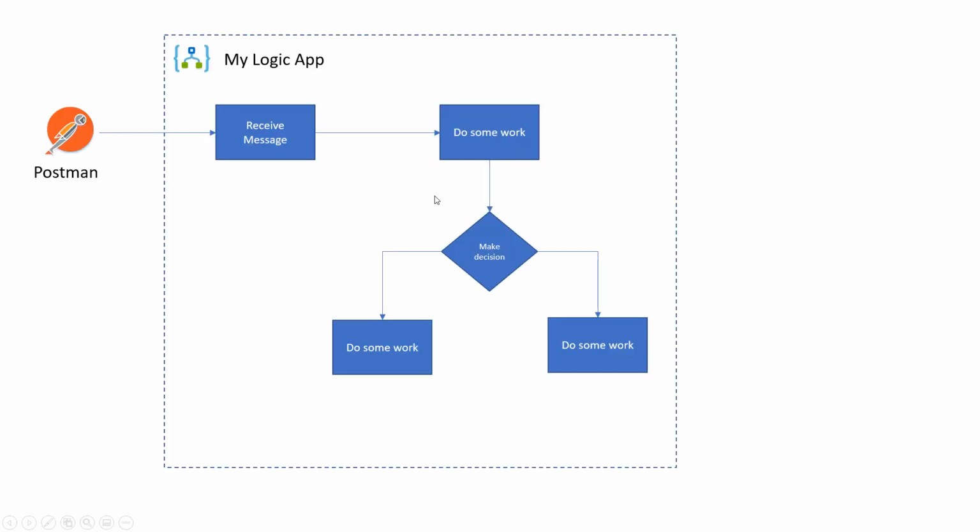Now what we're going to do is, imagine I've got a logic app with some conditions in, and we're going to make a decision in the logic app and then take different activities depending on what happens. So imagine here I've got a logic app on the screen. I'm going to use Postman to trigger a message to it. The logic app will start, it'll make a decision, and then it'll do some subsequent work.